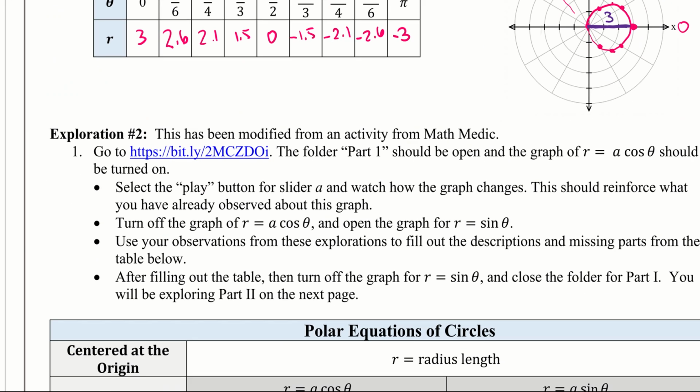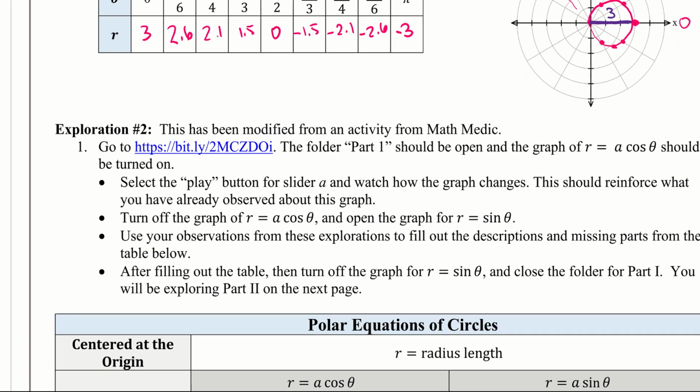We're going to do a little bit more exploration. We're going to go to this exploration. It's from a company called Mathematic. It's slightly modified, but this link will take you to Desmos, and this link will be sent to you in Canvas.